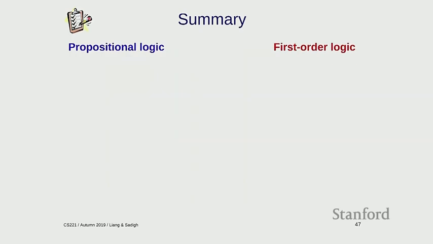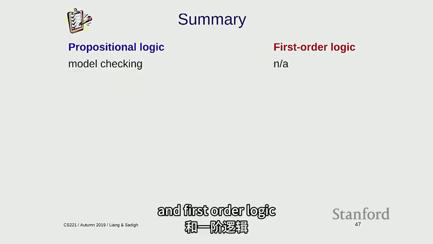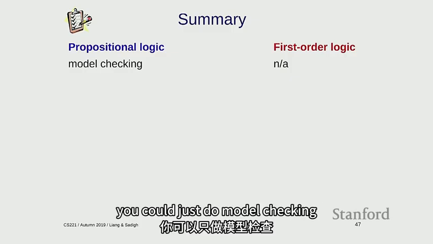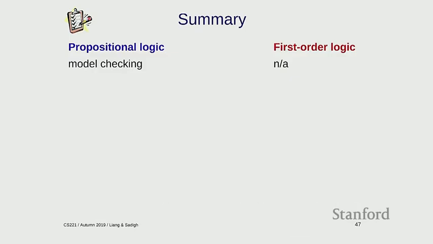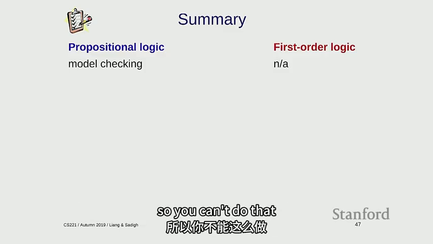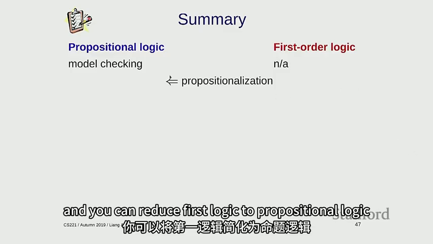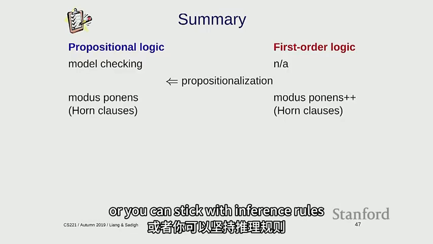Okay, to summarize, we've talked about propositional logic and first-order logic. So for inference in propositional logic, you could just do model checking, which means you convert it to a CSP and solve it. In first-order logic, there's no way to enumerate all of the possible infinite models, so you can't do that. But in certain cases, you can propositionalize, and you can reduce first-order logic to propositional logic. Or you can stick with inference rules.